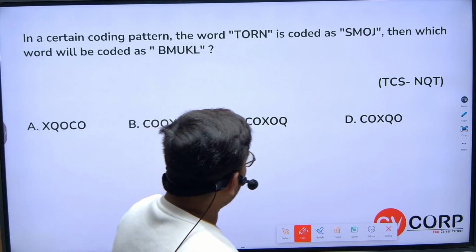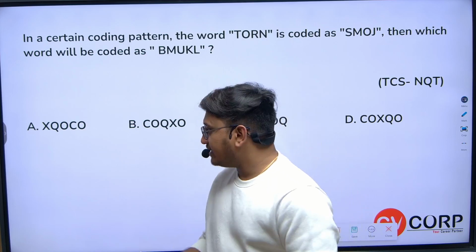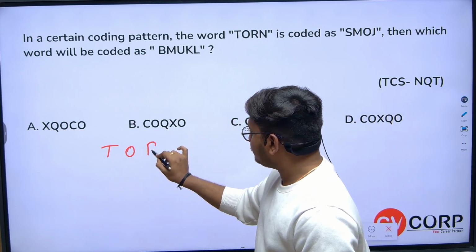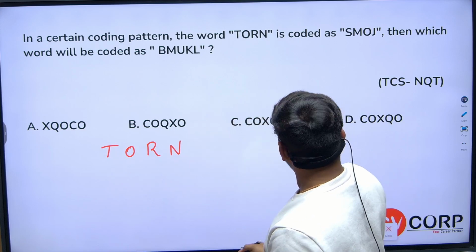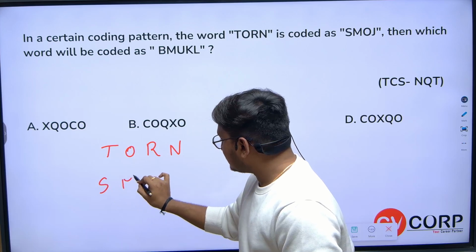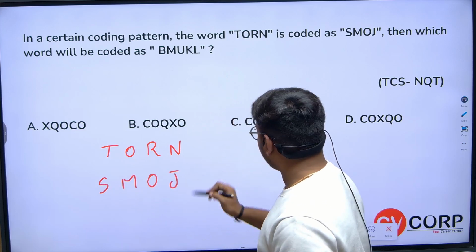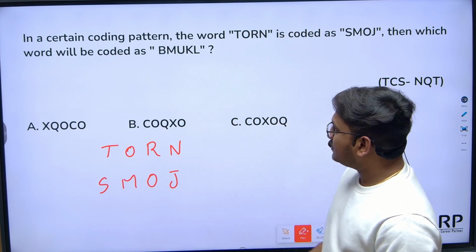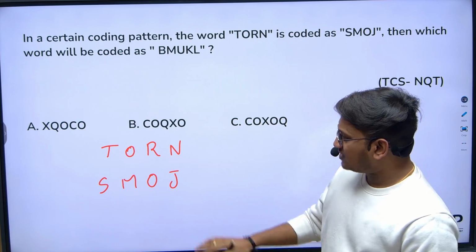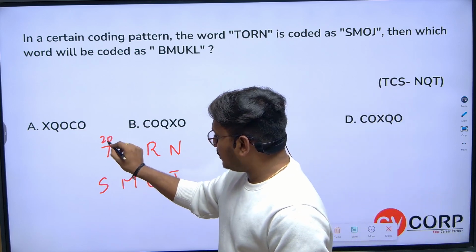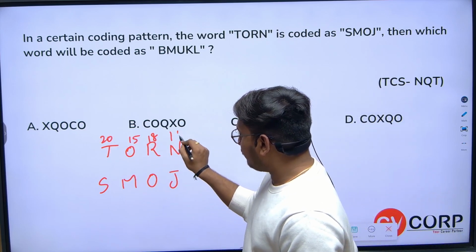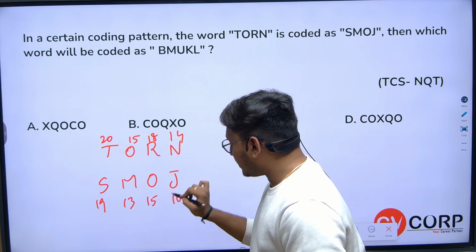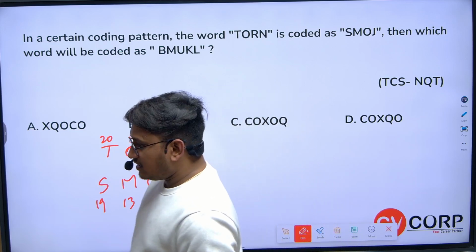In a certain coding pattern, okay, let me write the words here. TON is coded as SMOJ. Then which word will be coded as BMUKL? First, if you observe, 20, 15, 18, 14, 19, 13, 15, 10.